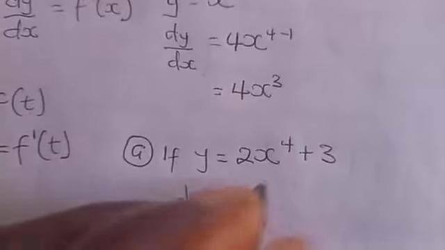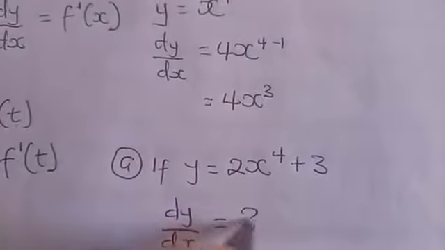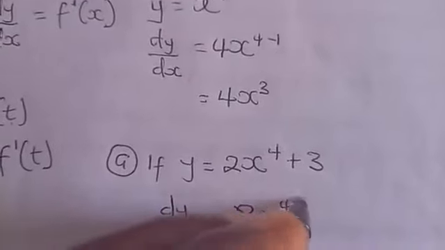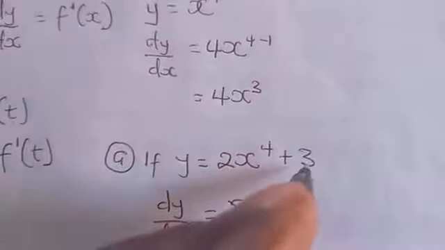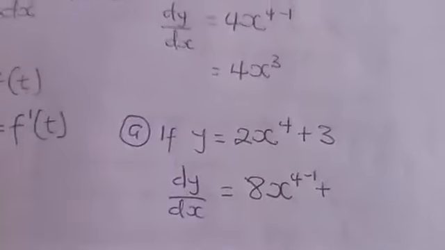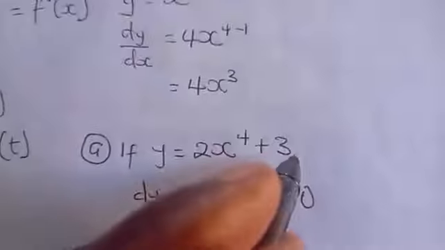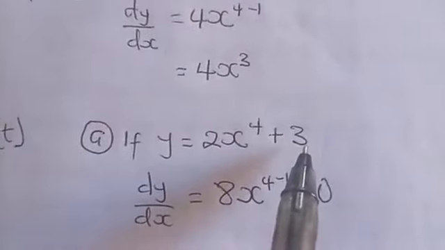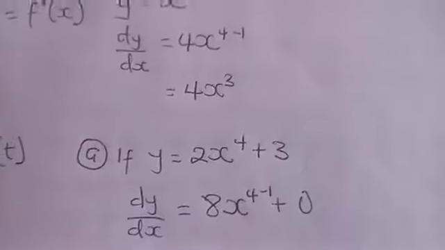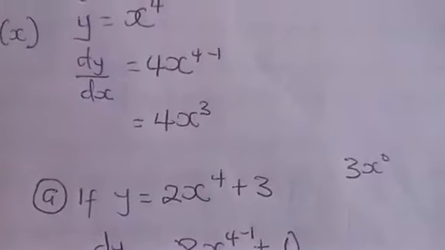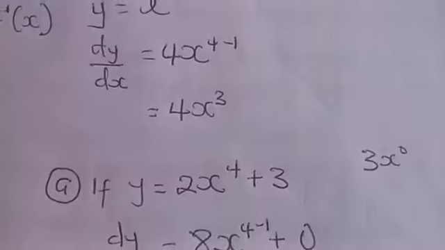That is we are going to have 4 multiplying 2 to give us 8. We write the parameter x, raise it to the power of 4 minus 1, plus the derivative of a constant is equal to 0. So we are going to have plus 0 here. The reason why the derivative of a constant is 0 is because it's assumed that 3 is a coefficient of x raised to the power of 0. That is 3x raised to the power of 0. And from indices, we know that any number raised to the power of 0 is equal to 1, right?